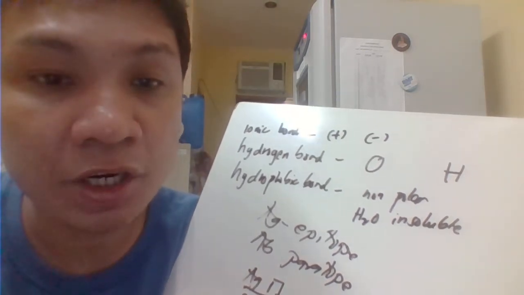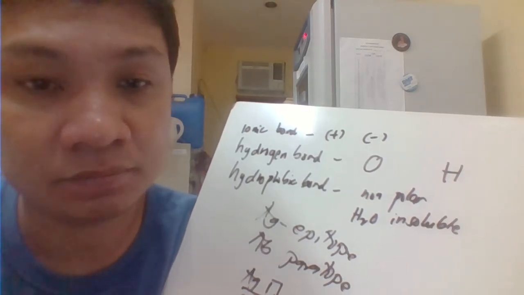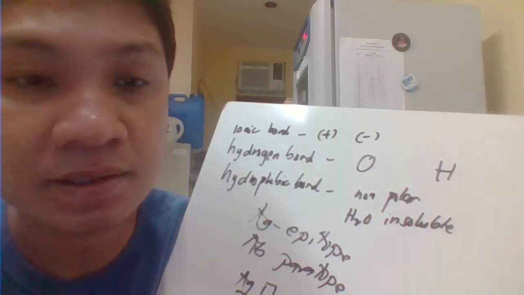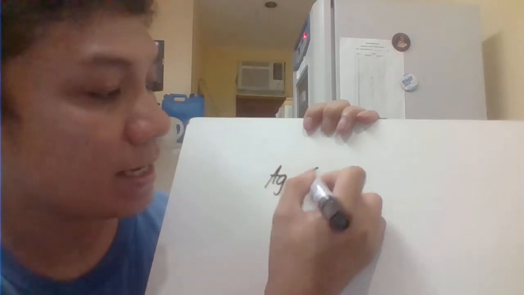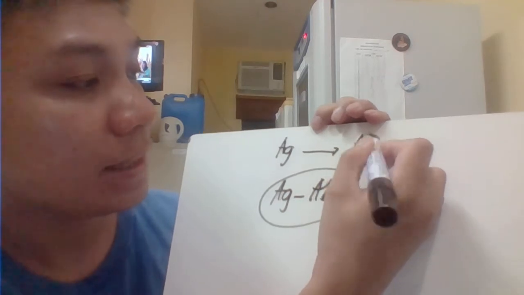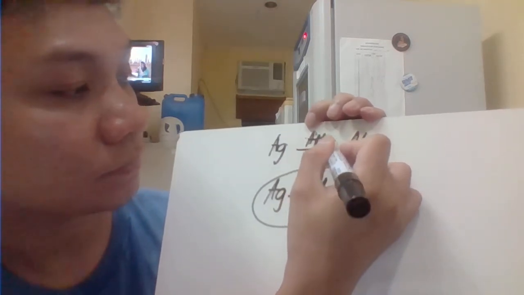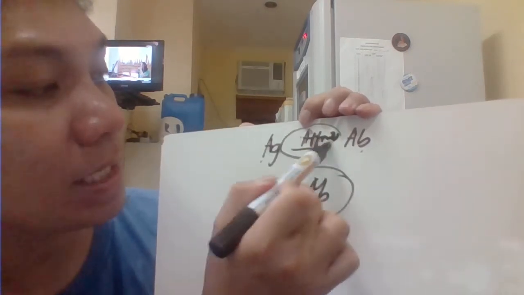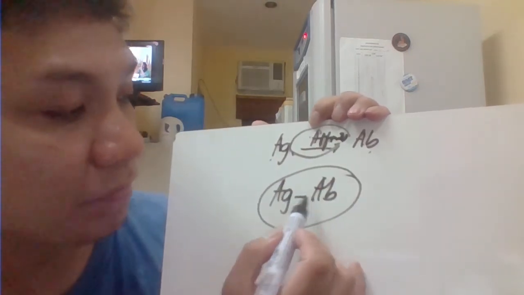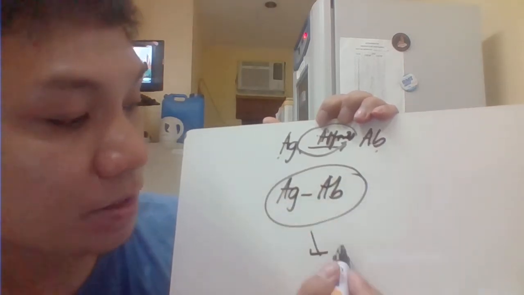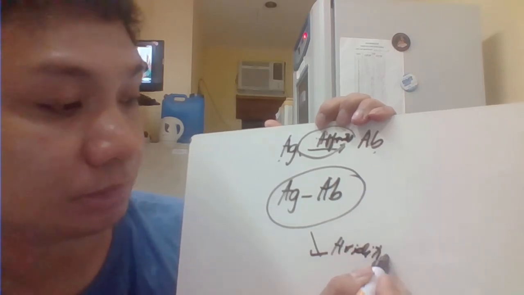Okay, then we have here the term avidity. When we say avidity, if your antigen is able to bind with your antibody, the ability to bind, that's your affinity. But if you already have an antigen-antibody complex, the strength of the entire complex here, you call that your avidity.